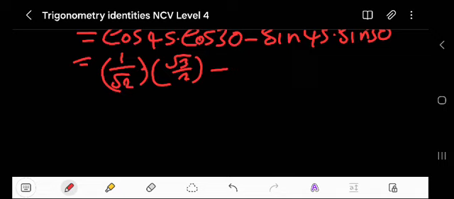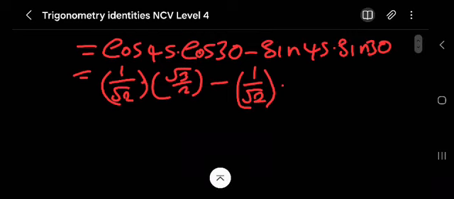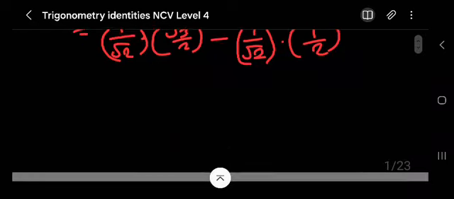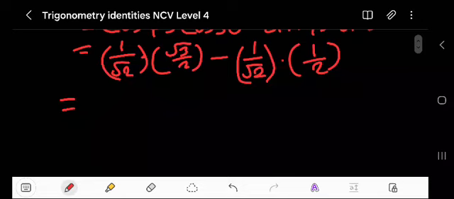This is the same as opposite over hypotenuse, which is 1 over square root 2, right? Multiply by sine 30. We know that sine 30 is simply equal to 1 over 2. Then there we go, guys. We don't use a calculator, it's a multiplication. You multiply the top and the top, the bottom and the bottom.